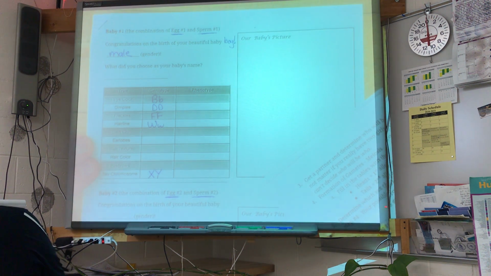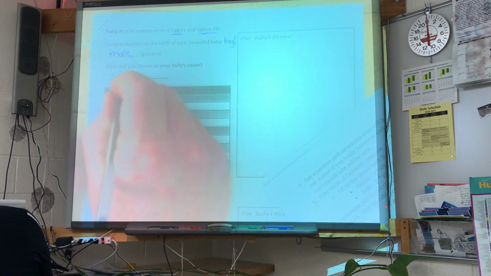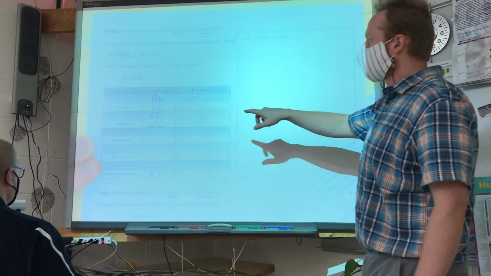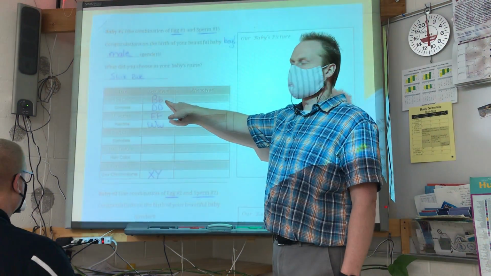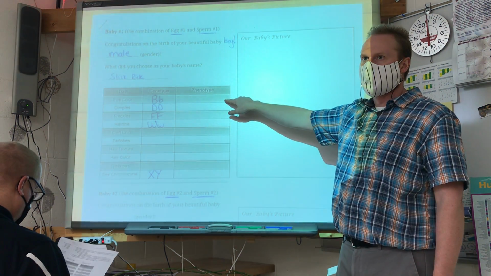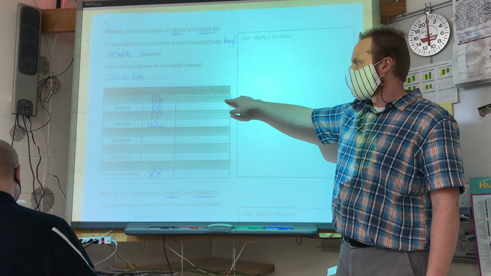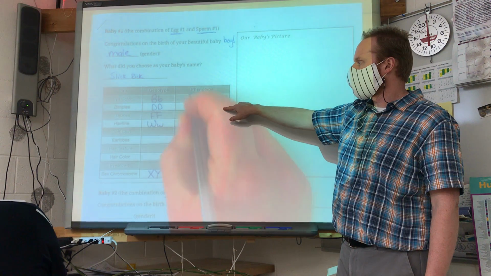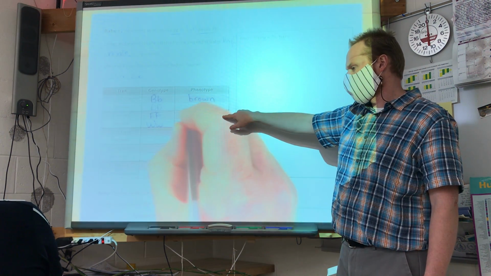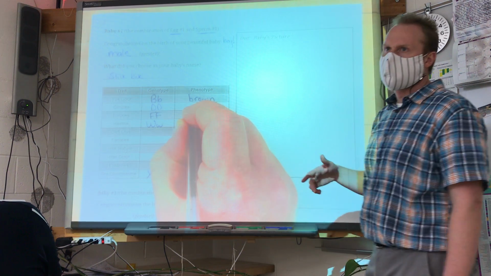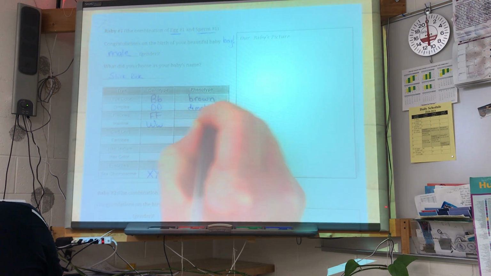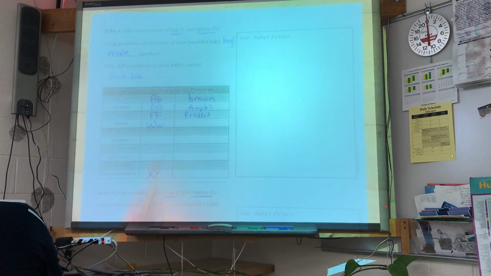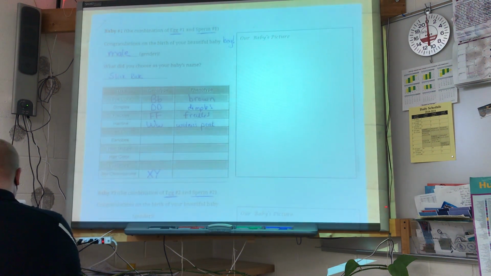Okay, based upon our genotypes that we created on page three, we can then look on page one and say, hey, big B, little b is going to have the phenotype for brown eyes, I believe it was. Okay? Big D, our child is going to have dimples. Big F, I don't remember, is that freckles or no freckles? Freckles. That's freckles. Okay, so we are going to express our phenotype, or our physical characteristics, of our beautiful baby boy. And then we are going to draw, to the best of our ability, what our beautiful baby boy is going to look like.